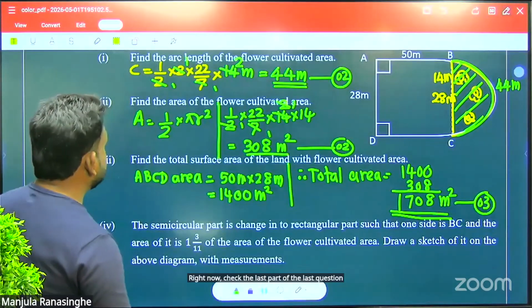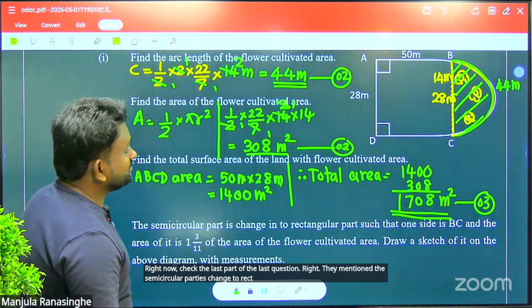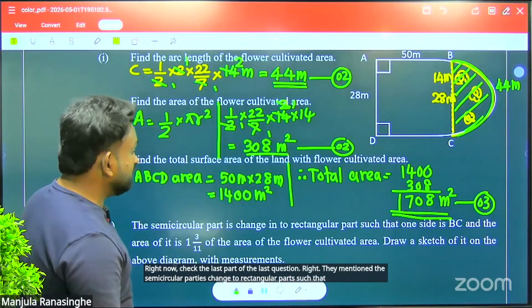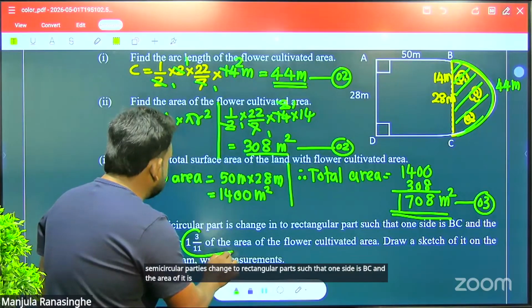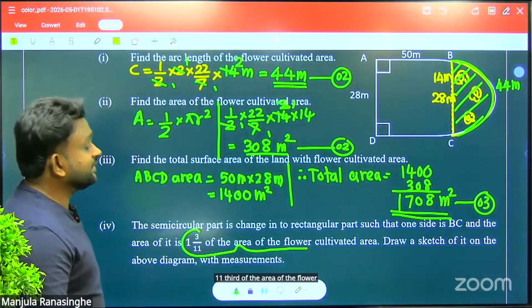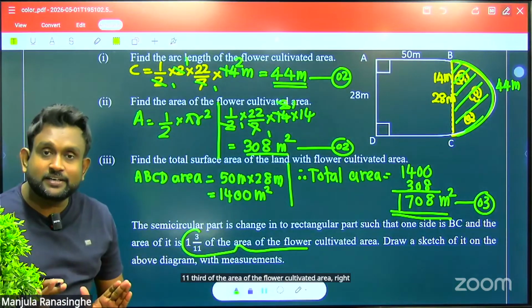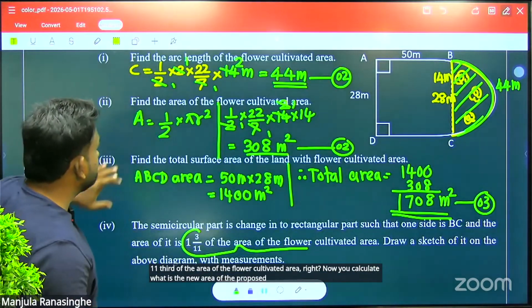Right, they mentioned the semicircular part is changed to a rectangular part such that one side is BC and the area of it is 1/11 of the area of the flower cultivated area. Right, now you calculate what is the new area of the proposed rectangle.